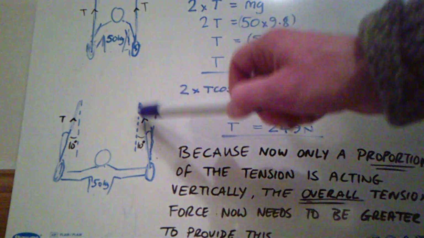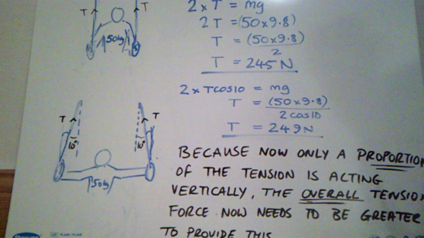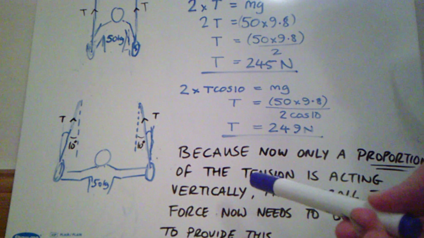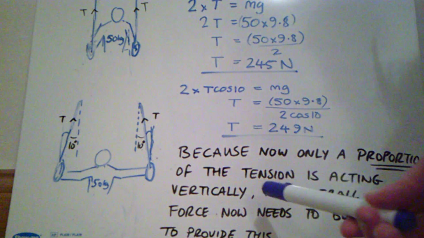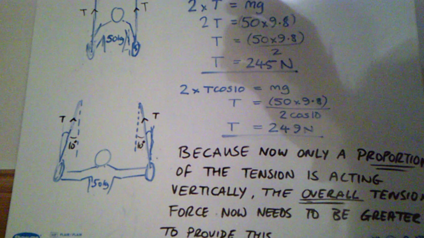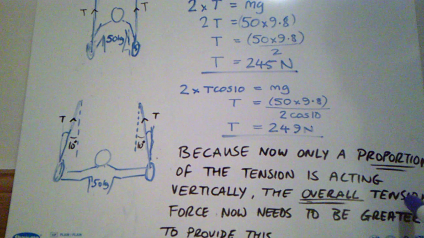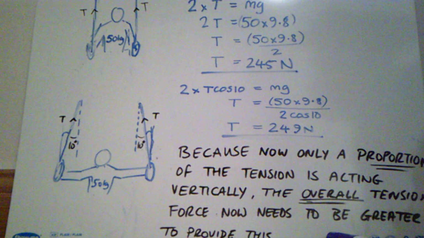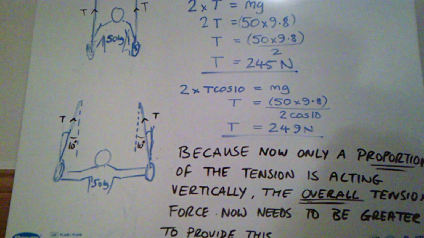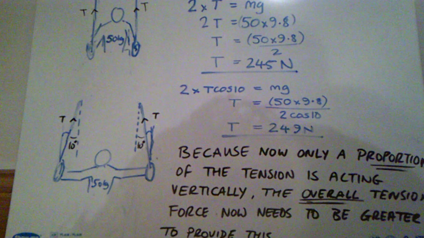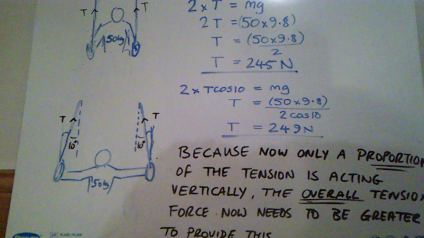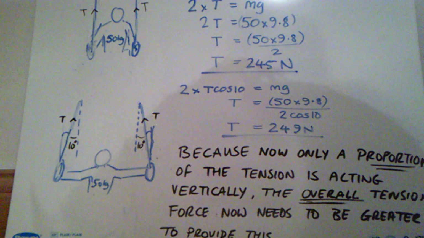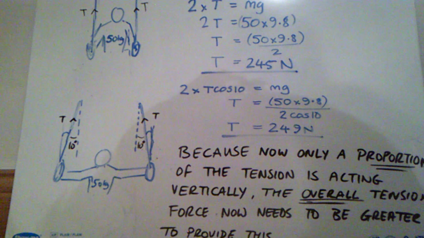So the tension in the ropes in this case has gone up, because now only a proportion of the tension force is acting vertically, so the overall tension force now needs to be greater to provide this. I suppose it's a bit like, do kids still get pocket money? I don't know. Let's say you get a certain amount of money every week, pocket money, and you spend all of that money each week buying sweets.